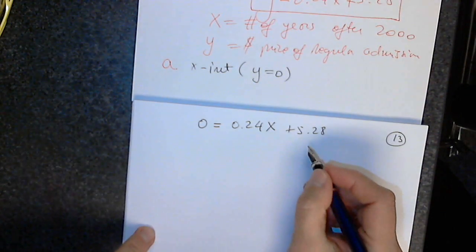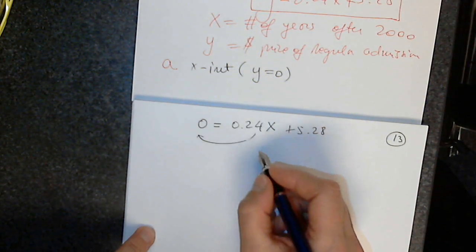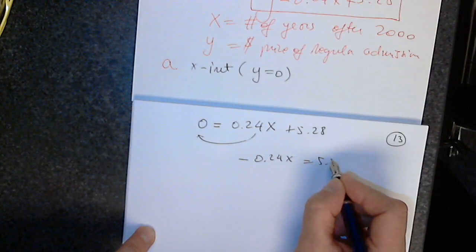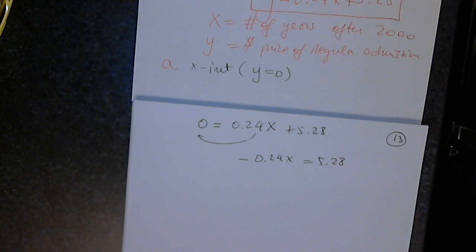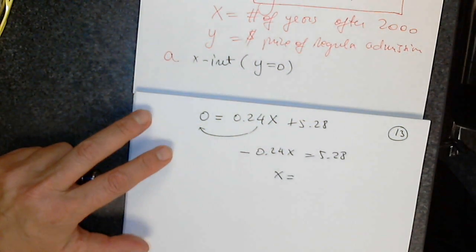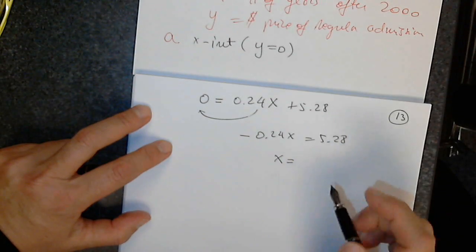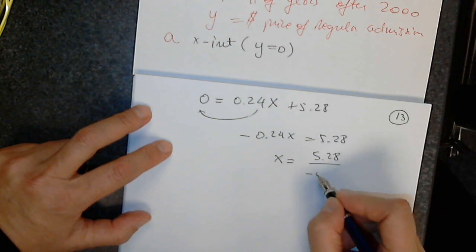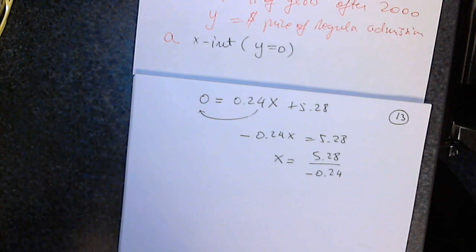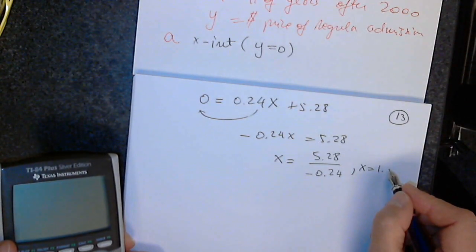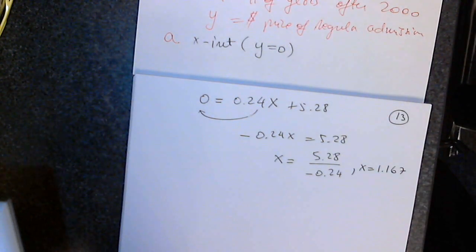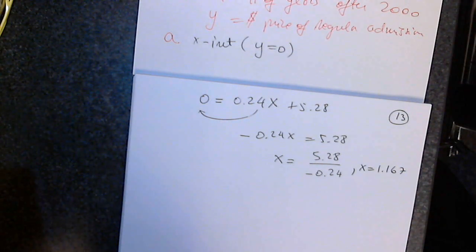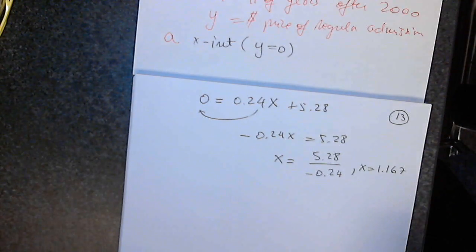Move x to the left. Yep, you could move this. So this is going to be negative 0.24x equals 5.28. Now I divide both sides by negative 0.24. Negative 5.28. Good. Grab my calculator. 5.28 divided by 0.24 is 1.167. So x equals 1.167, or 7/6.